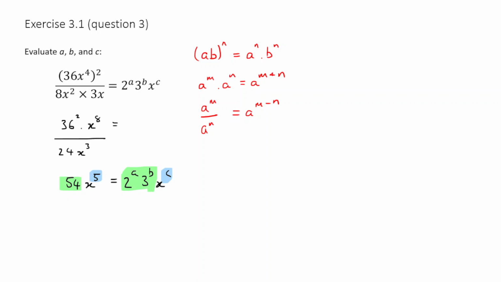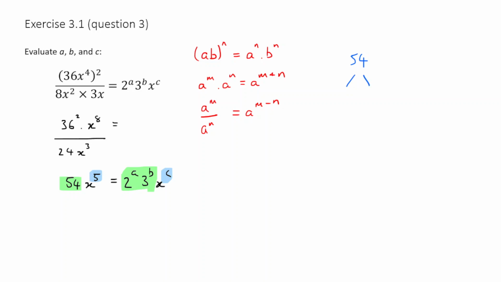So what we've got to do is make that 54 look like the expression on the right-hand side. And the way we do that is with prime factors. We're going to take 54 and write it in terms of its prime factors. Now, if you don't remember how to do that, what we've got to do is a factor tree. Okay, so a factor tree is like this.